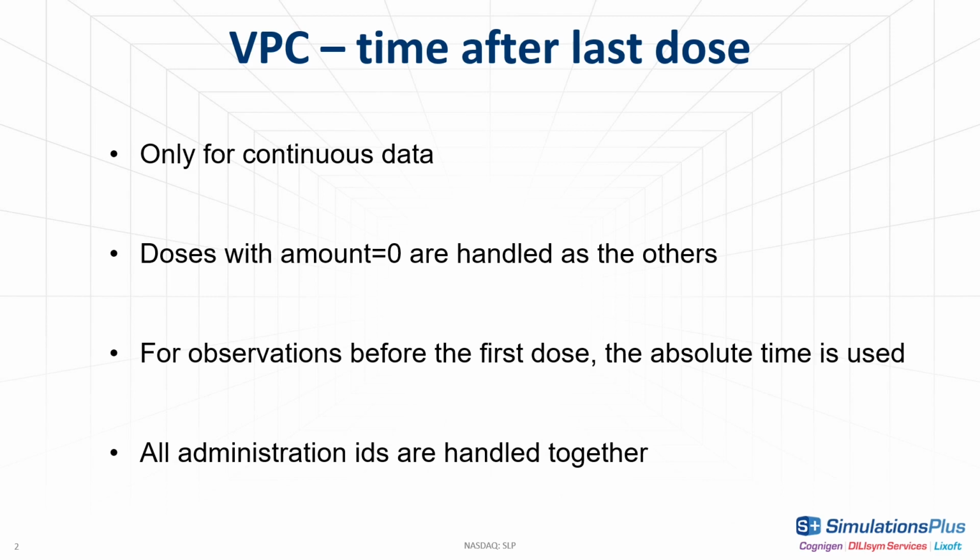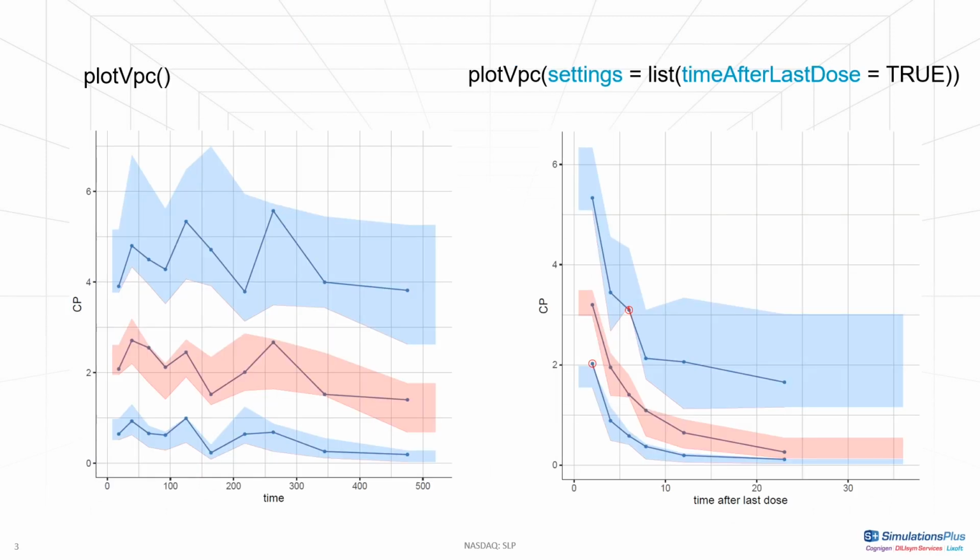Finally, all administration IDs are handled together, which means that if you have several types of doses in the data, it is not possible to define the time after dose for only one type. Of course, this feature is also available with the connectors in R with the setting time after last dose.